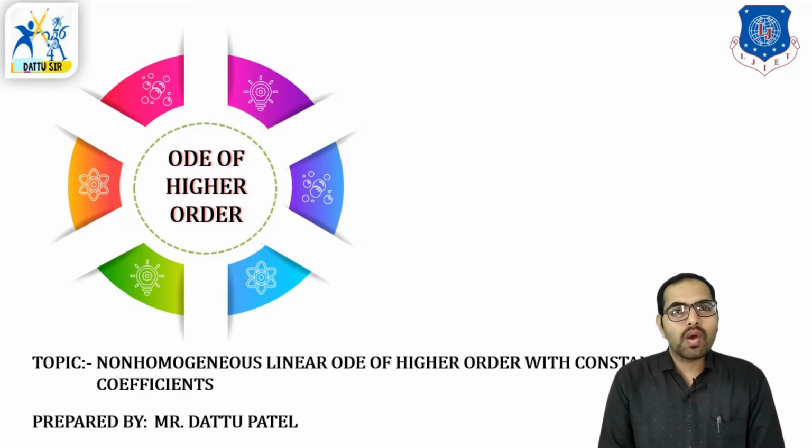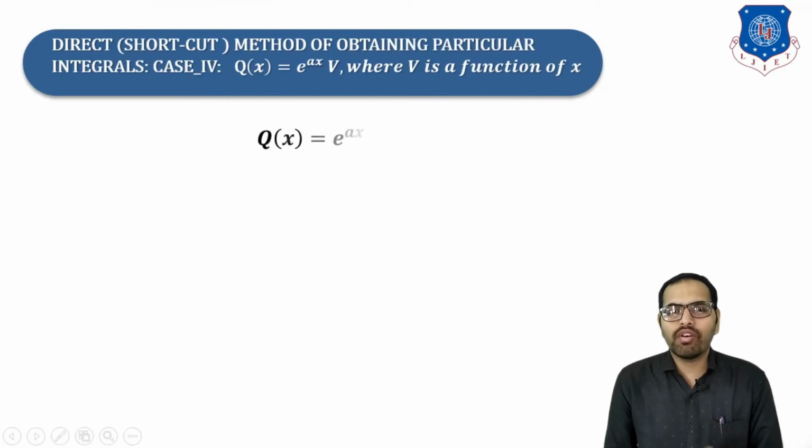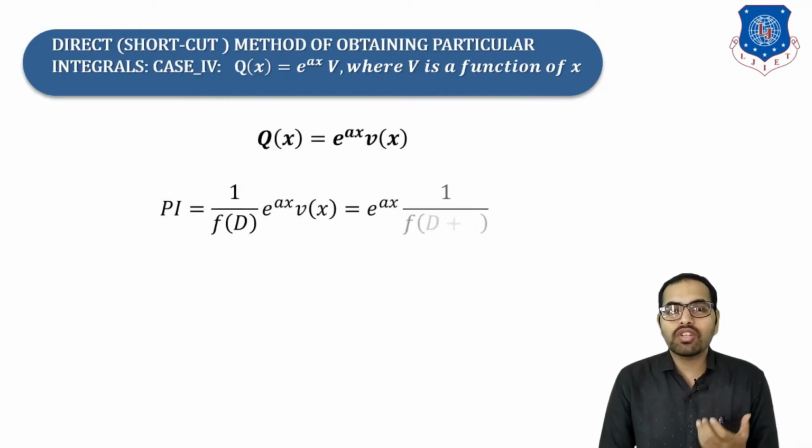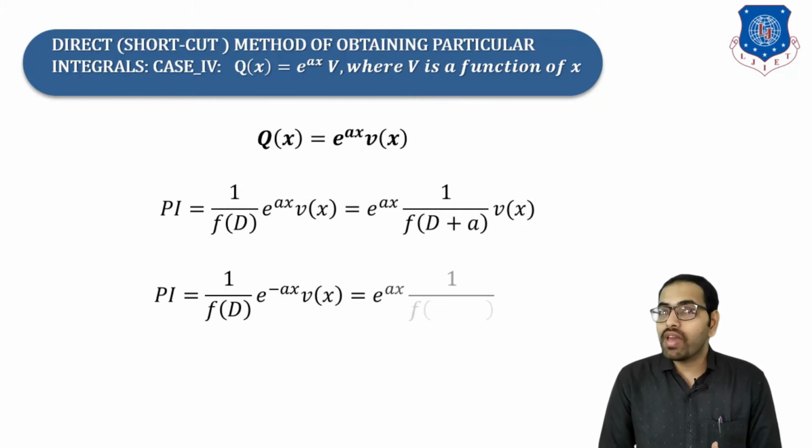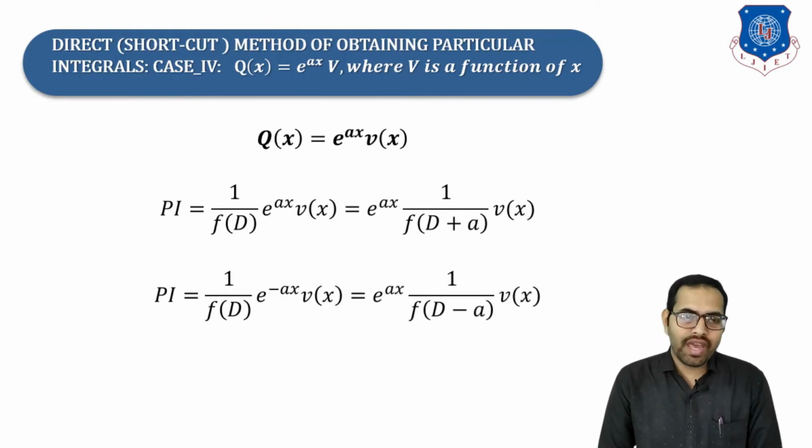In the earlier lecture we already discussed finding the particular integral by case 3, that is binomial expansion. In today's session we are going to discuss the shortcut method for the case where Q of x is in product form, that is, Q of x equals e raised to ax into V, where V is a function of x.